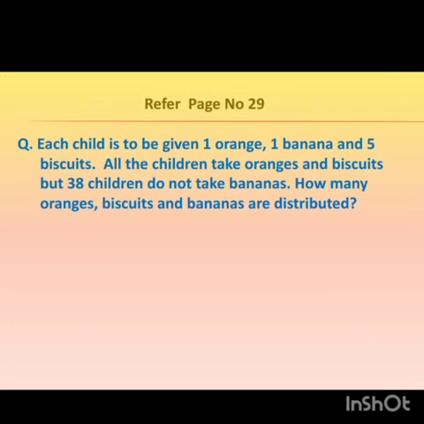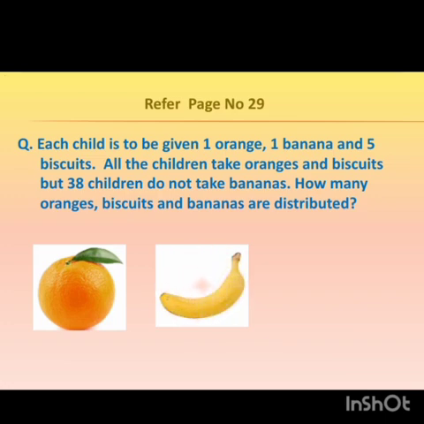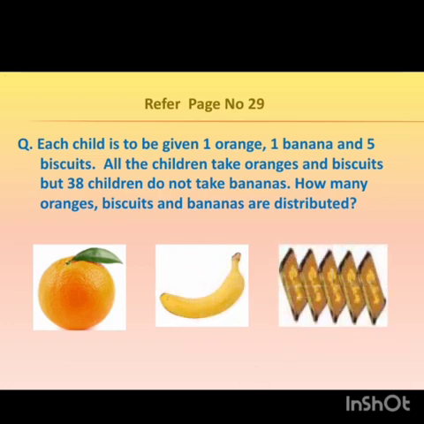Now it is lunch time. The children are hungry by this time, so they take out their lunch bags. Biscuits, oranges and bananas are also distributed in all the buses. Each child is to be given 1 orange, 1 banana and 5 biscuits. All the children take oranges and biscuits, but 38 children do not take bananas. So, how many oranges, biscuits and bananas are distributed?